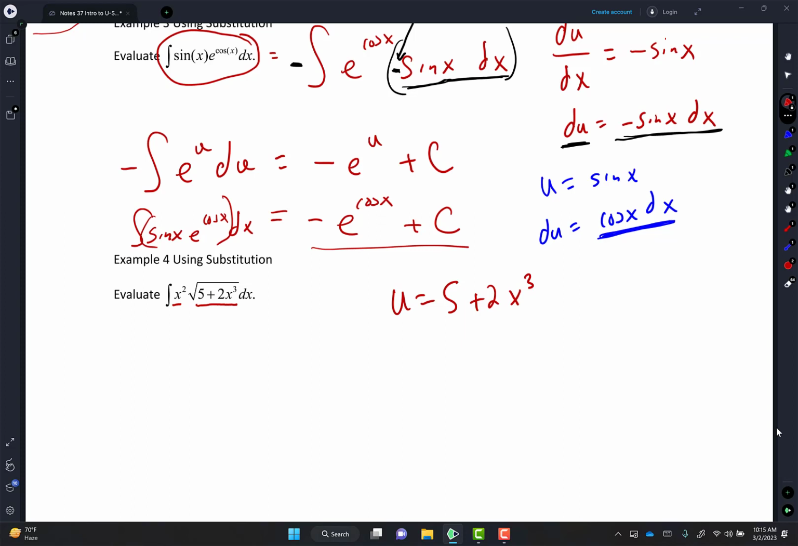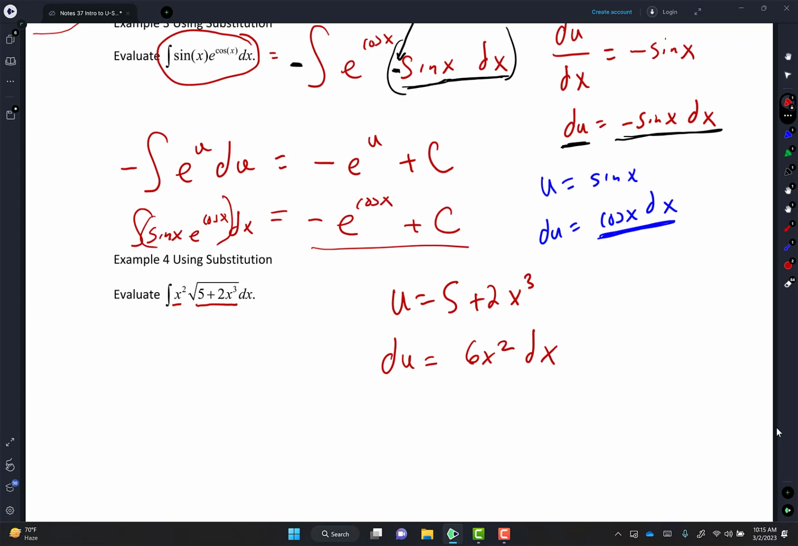When I take the derivative of this, look what happens. du equals the derivative of 5, a constant, and I get a 6x squared dx. Does everyone know where that dx came from? I did du with respect to x, du dx, the derivative of 2x cubed. Are we okay?